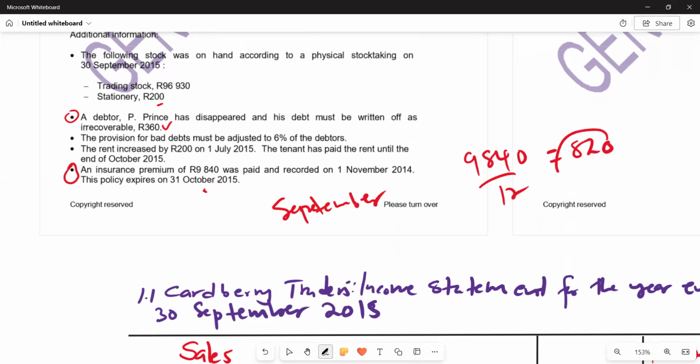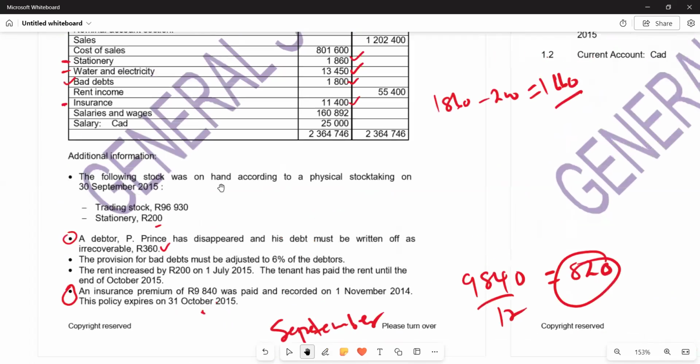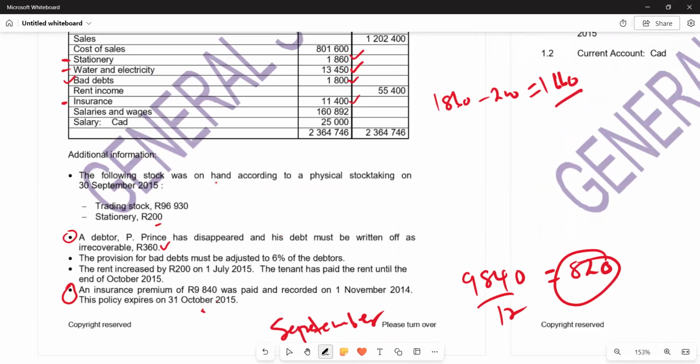So this 820 applies to October, which is outside our year. So we are going to remove it from the total of insurance that we are given in the list of balances. If you go there, you'll see that the total of insurance that we are given is 11,400, and you subtract the 820.